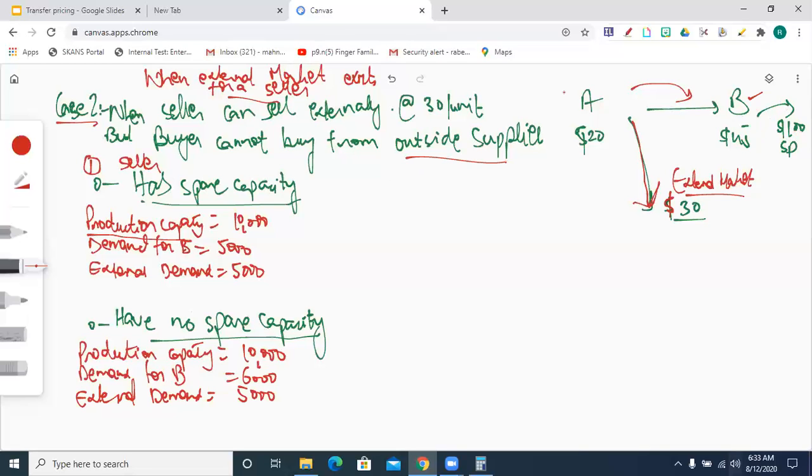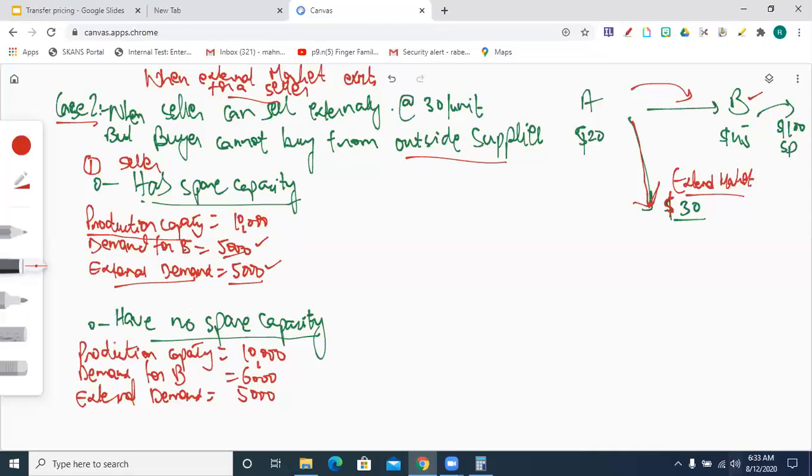B would have to buy the components from A only, and A is producing components and the production capacity is 10,000 units. Currently, demand for B is given in the question. How many units does B want from A? It's 5,000. And what is the external demand for A? Here the external demand is 5,000. So that means here he has spare capacity. There's no capacity restriction here. He could provide 5,000 to B as well as 5,000 to the external demand, because there are no capacity limitations.